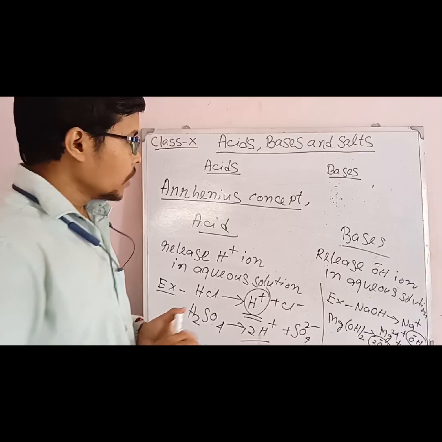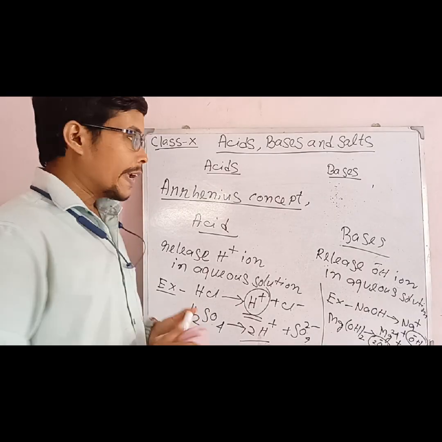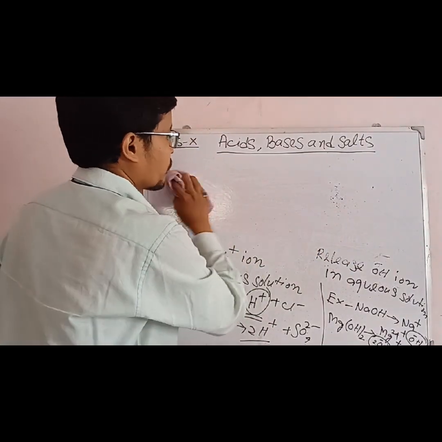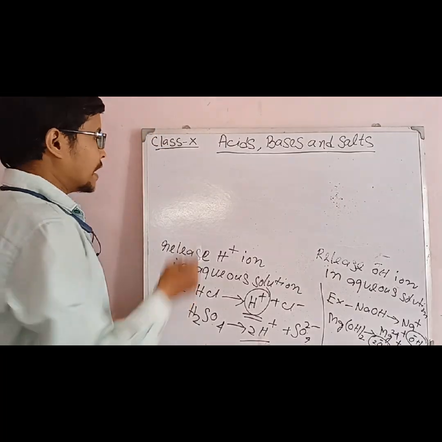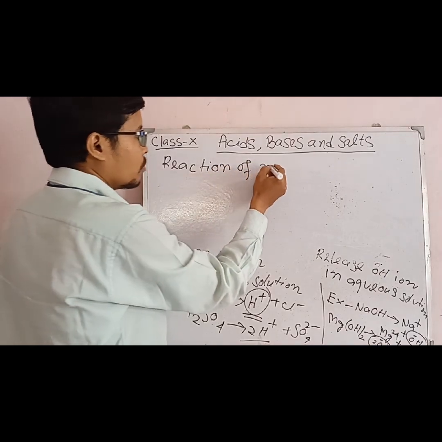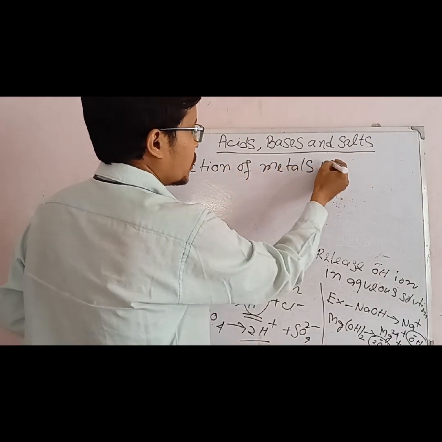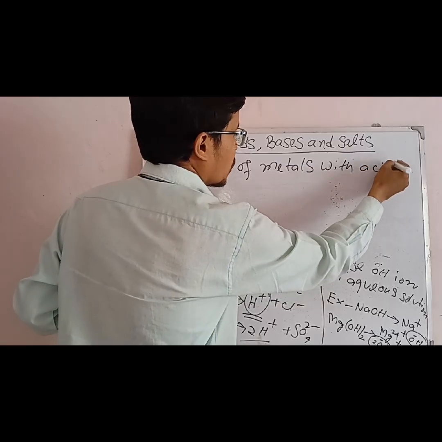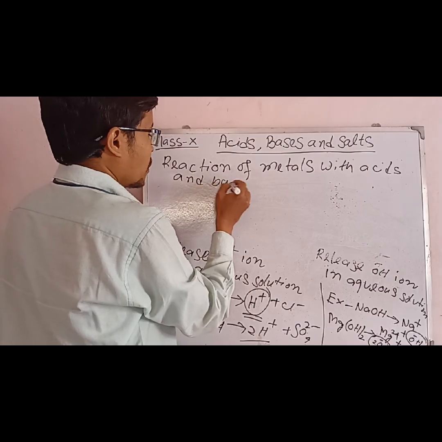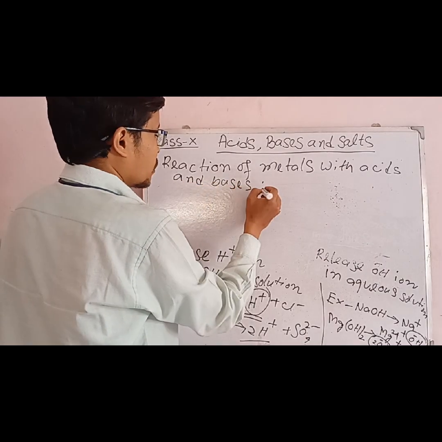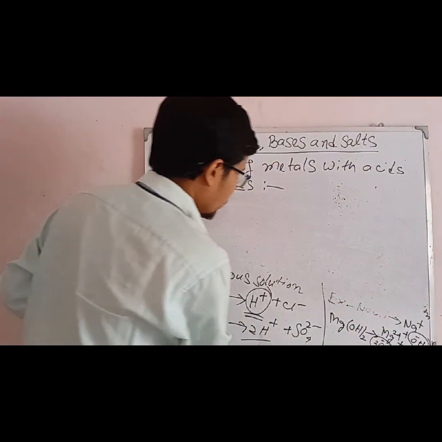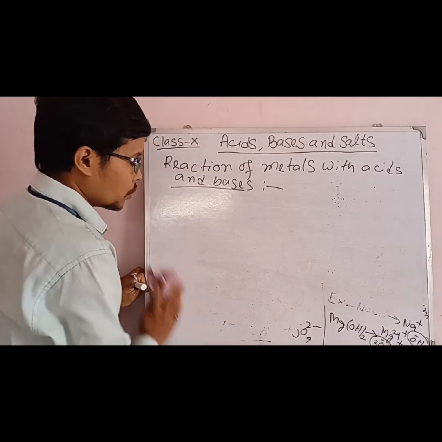Okay, now we will go to the different chemical properties of acids and bases. The first chemical property is the reaction of metals with acids and bases. The reaction with metals. At first we will discuss the reaction of acids with metals.